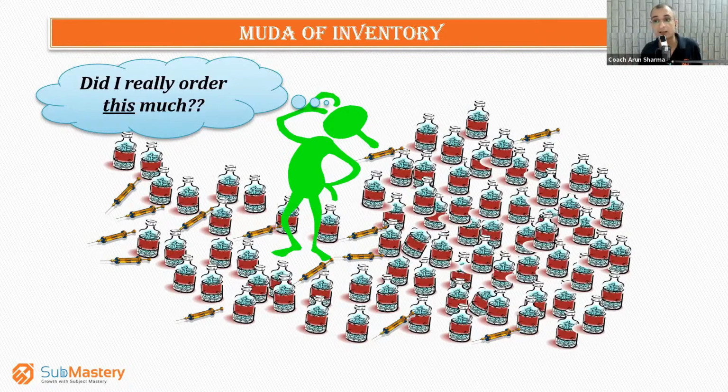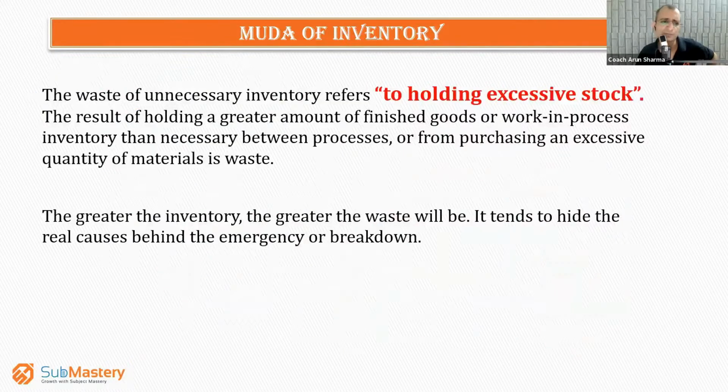But a lot of inventory is equal to a lot of cost. The waste of unnecessary inventory refers to holding excessive stock, the result of holding a greater amount of finished goods or work in progress, whatever it could be. You have to keep that inventory. You have to look for storage, and then people will say, "Oh, sir, we are short of storage." And if you talk to any store people or any supply chain people, they will have one bigger complaint.